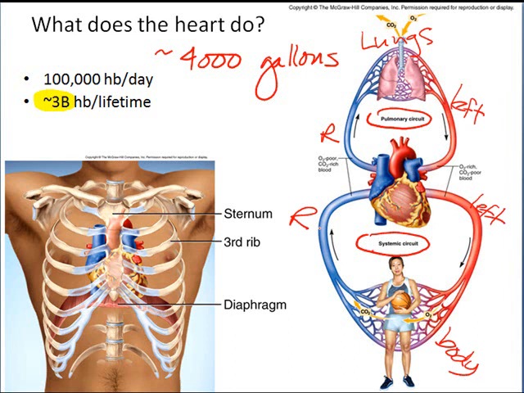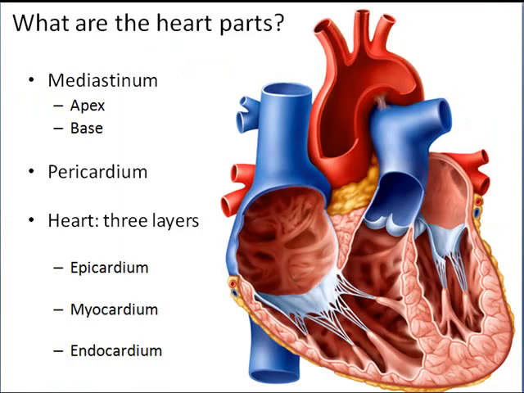So let's take a look at the anatomical features of the heart. We'll start on the outside of the heart, and we'll work our way inward. Now, one real quick thing to mention here is this term called mediastinum, which you'll hear people use. Mediastinum refers to the location in the thorax or the chest cavity where the heart is oriented.